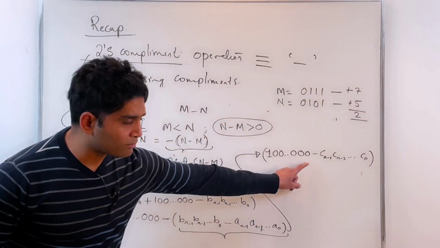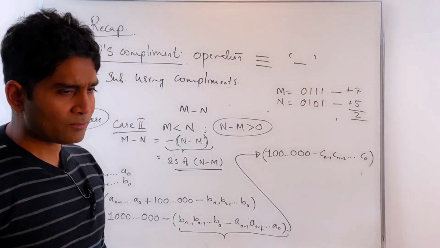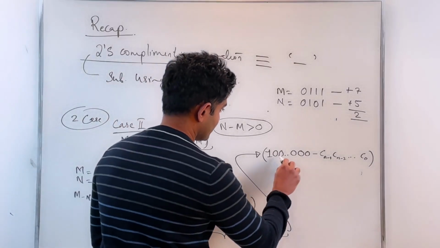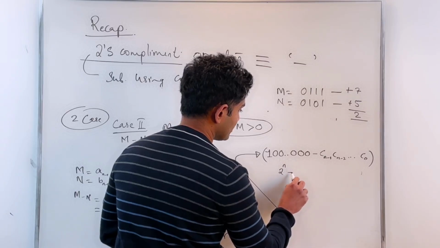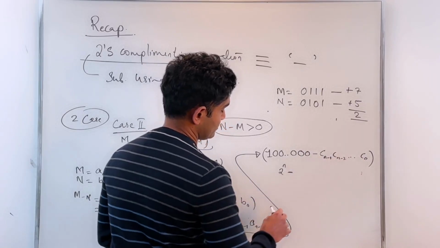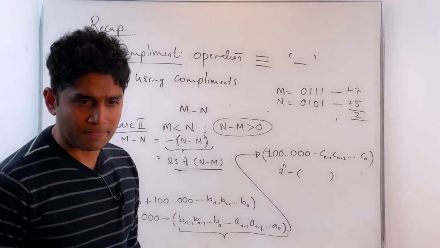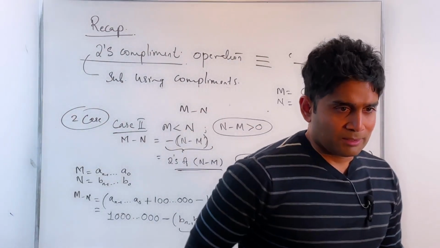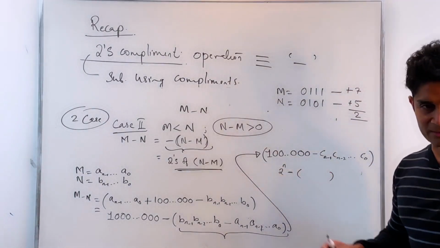And what can you say about this number? That is 2 to the n minus some quantity, right? Some n-bit number. Now, what can you say about this result? Do you see anything there?